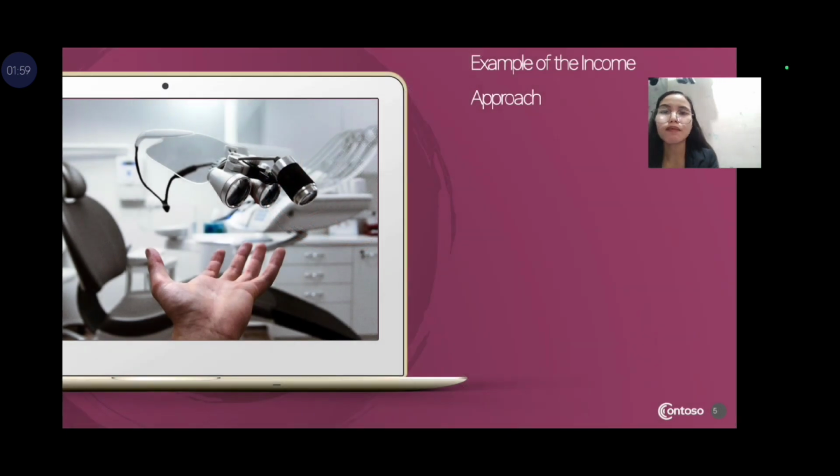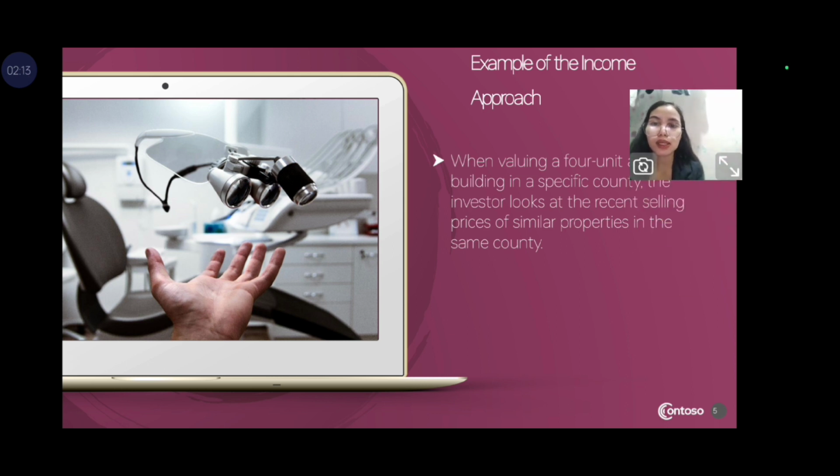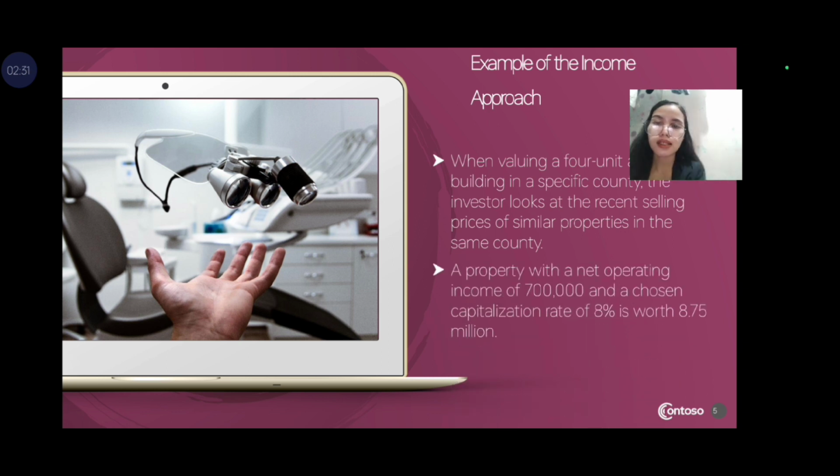So the next is an example of the income approach. When valuing a four-unit apartment building in a specific country, the investor looks at the recent selling prices of similar properties in the same country. With the income approach, an investor should of course use market sales of comparables for choosing a capitalization rate. The second example is a property with a net operating income of 700,000 and a chosen capitalization rate of 8%, which is worth 8.75 million. The investor might divide the rental property's NOI by the capitalization rate after determining it.